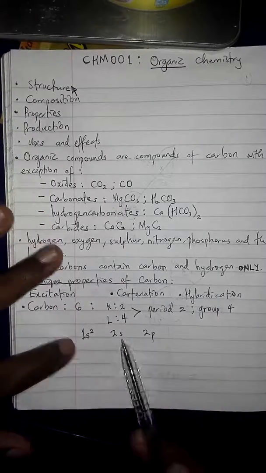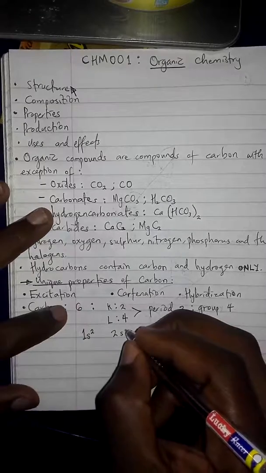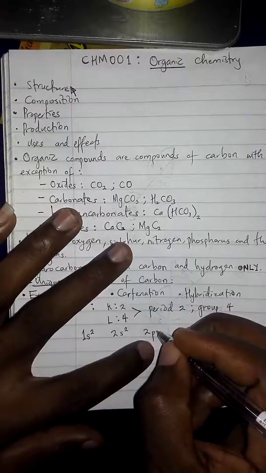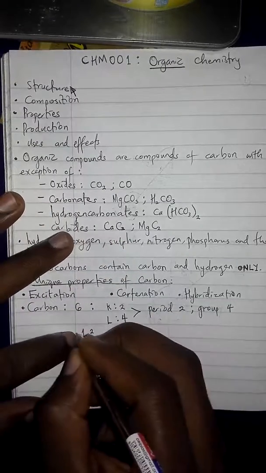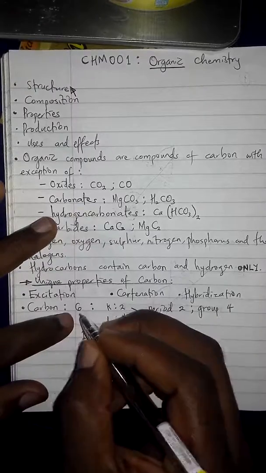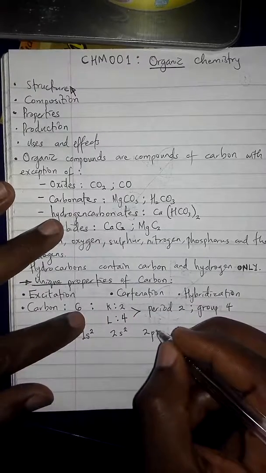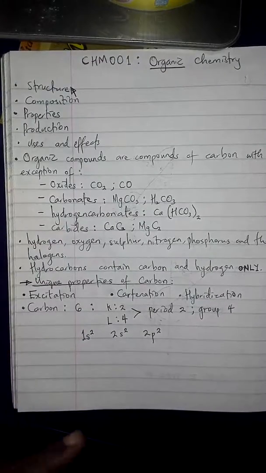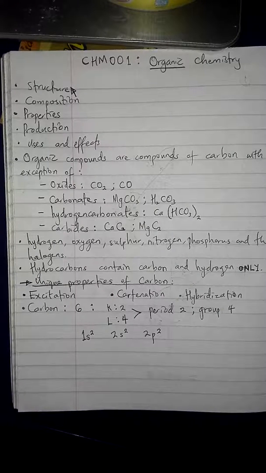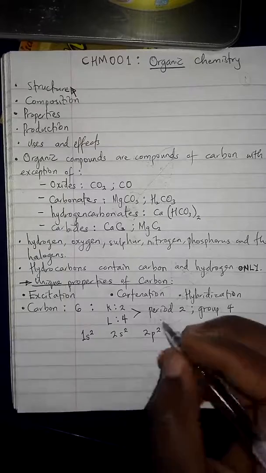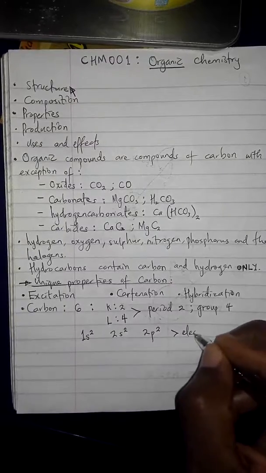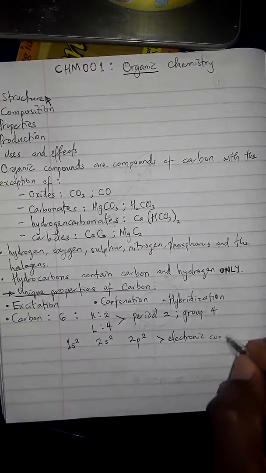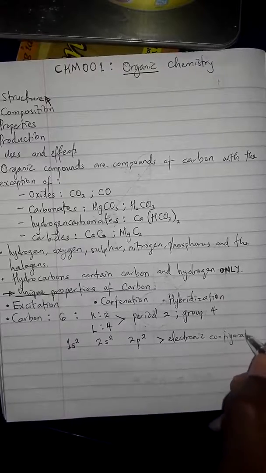I have to fill in terms of increasing energy level. The next one is also going to take 2 electrons, being an s orbital. Then we have 4 electrons already filled, so out of the 6 electrons in carbon, the only electrons left occupy the 2p orbital. So we have 1s2, 2s2, 2p2. This is its electronic configuration in terms of the orbitals or energy levels.